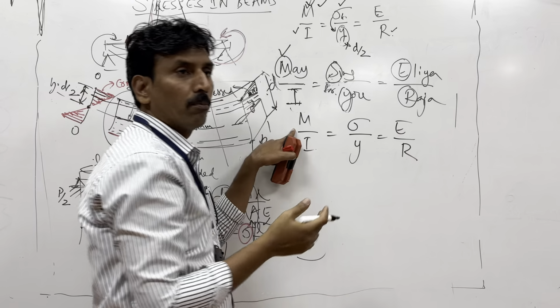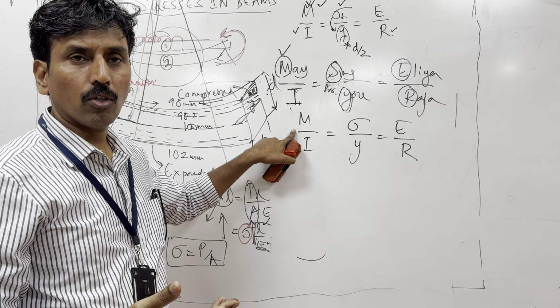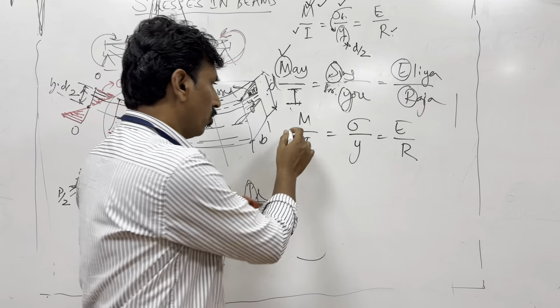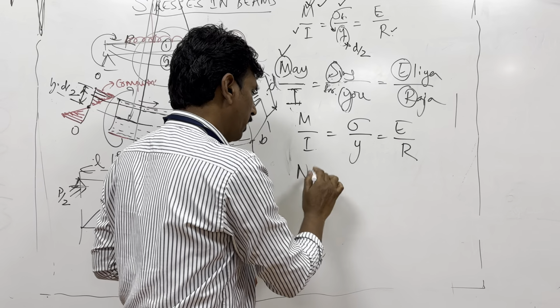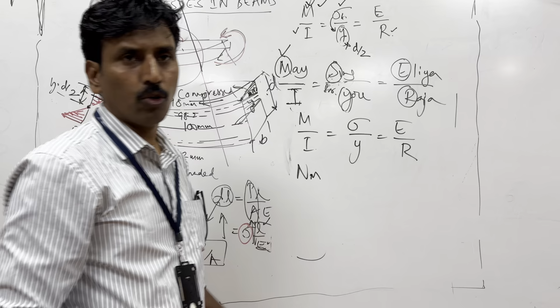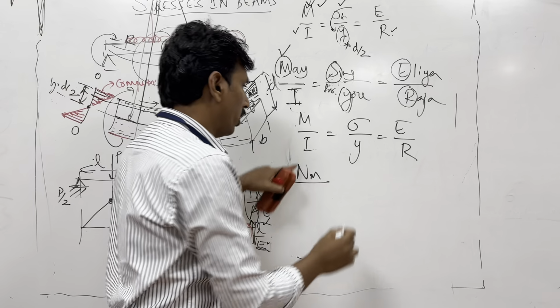What is the unit of M, bending moment? What is bending moment basically? Force into distance. So you can replace this with Newton meter or Newton millimeter. It's left to you. Okay? This is bending moment. And what is actually the unit of I?